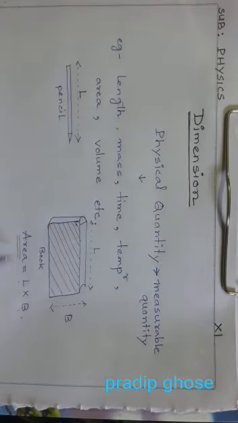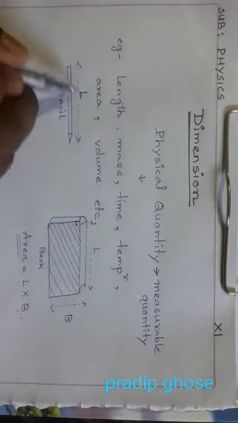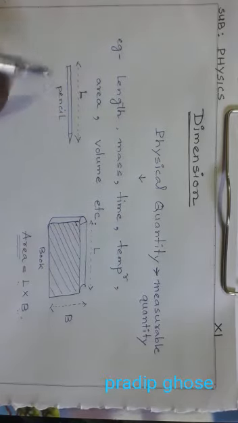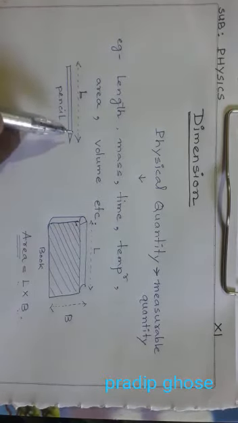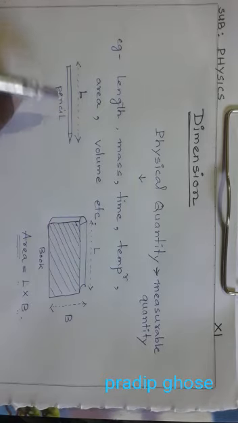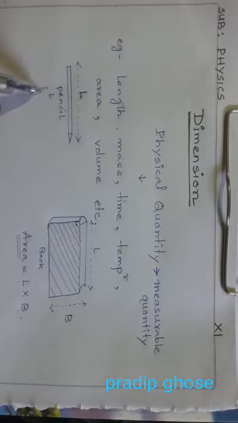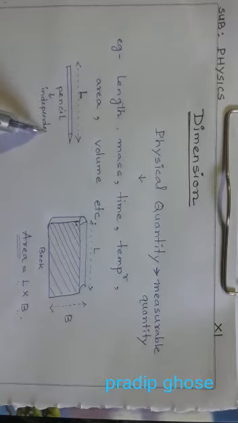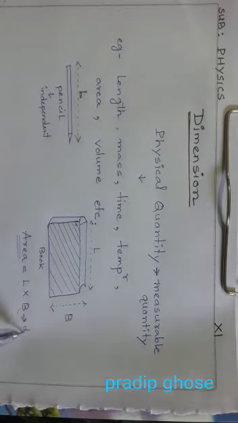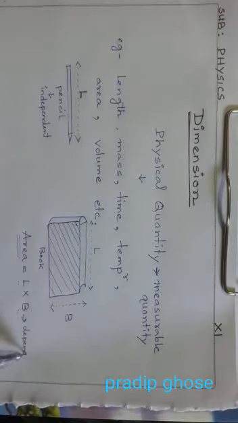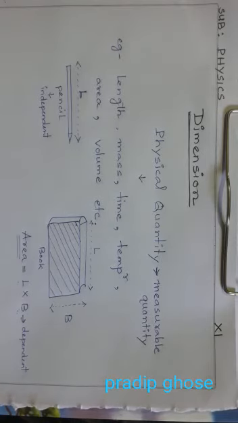So this quantity is dependent on other quantity. But when we measure length, it is not dependent on any other quantity. We can easily find the length of this pencil. So this quantity is independent. We can directly measure the length of this pencil. But this quantity is dependent. Area is dependent because we cannot measure the area directly.